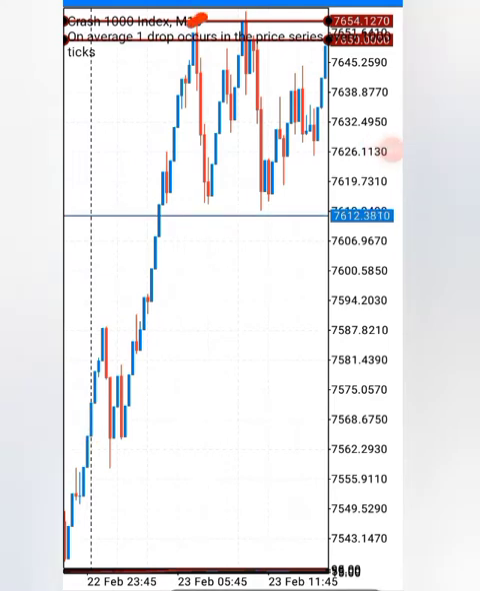So you're going to make your entry in between the first horizontal line, which is your psychological level, and the second horizontal line, which is your resistance. Do you see the two things now? So you are getting your resistance and also your psychological level. So once the market returns in between your resistance and your psychological level, boom, you start to make your entry for a sell.